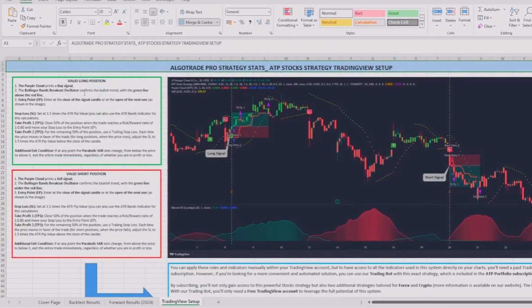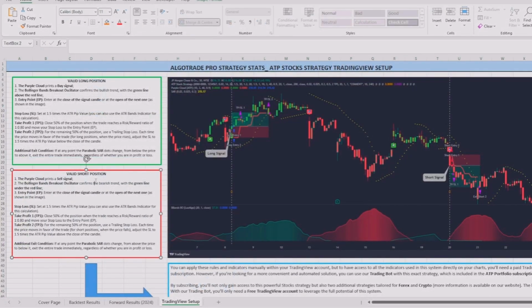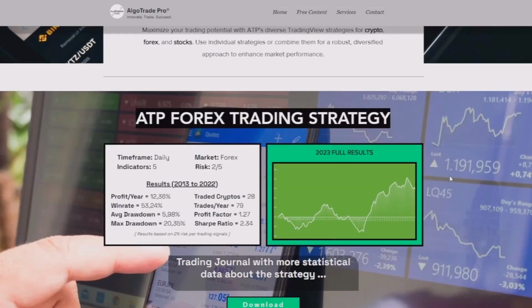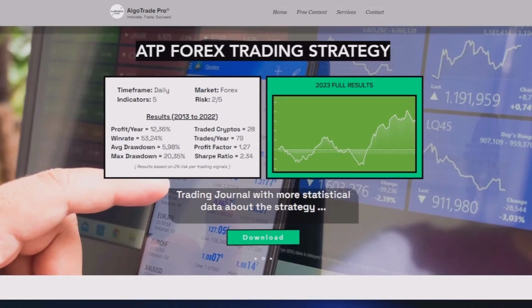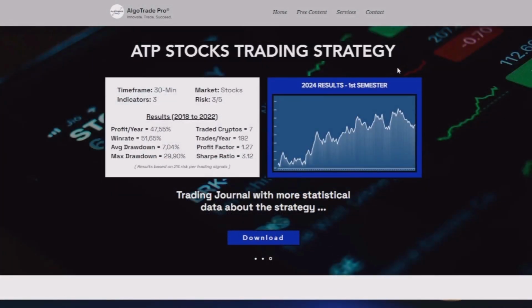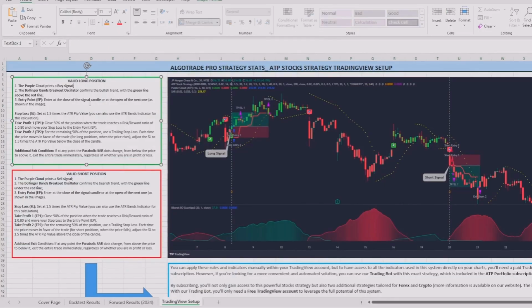Again, in this document I have a page with a summary of the strategy, and you can also download it for free. On the same page from my website, click on this right arrow one more time, and next to the Forex Strategy you will find the stock trading strategy results and this dark blue button that says download. Simply click on it and now you have the free document.